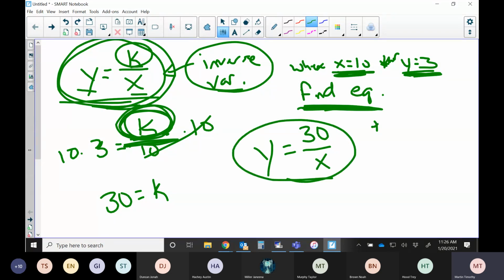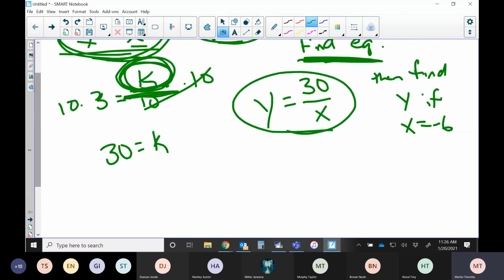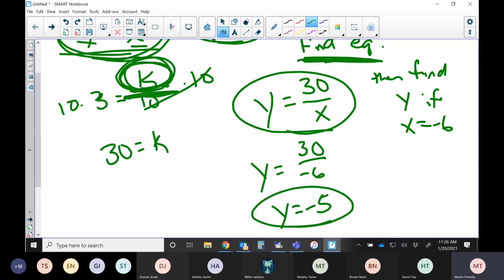The next part they might say is then find y if x equals -6. And all you're going to do is say y equals 30 over -6. Y equals 30 divided by -6 is -5. And that would be your answer to your second question.